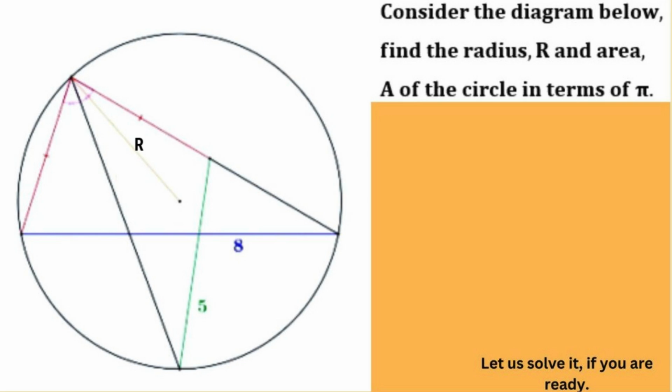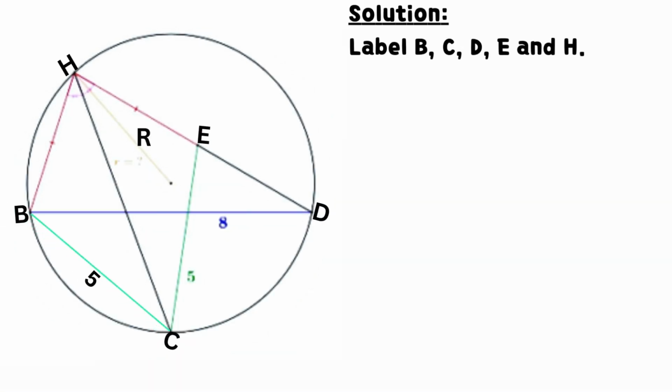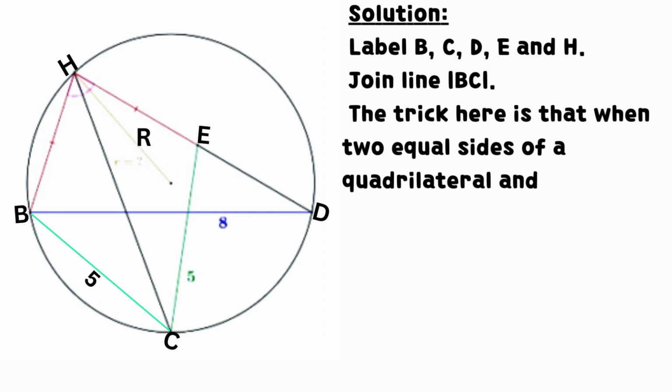What is the radius, r, and the area, A, of the circle in terms of pi? Label B, C, D, E, and H.